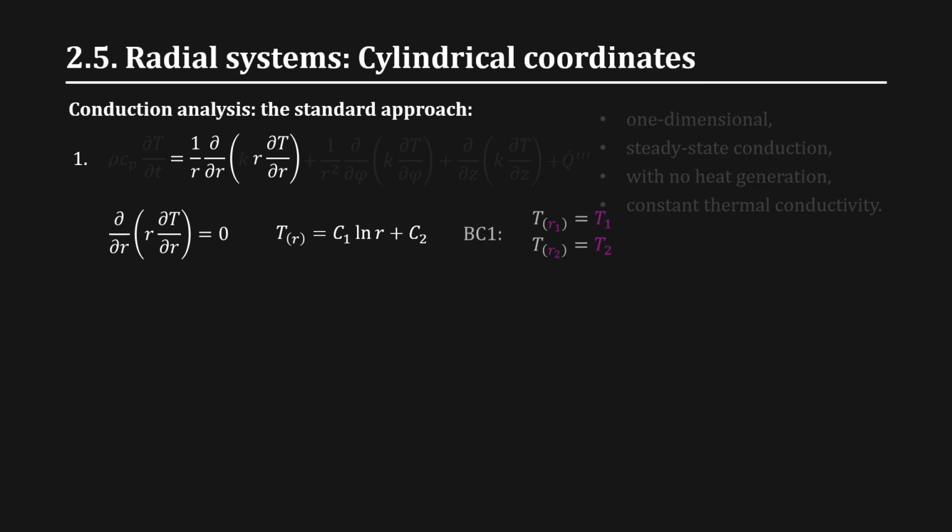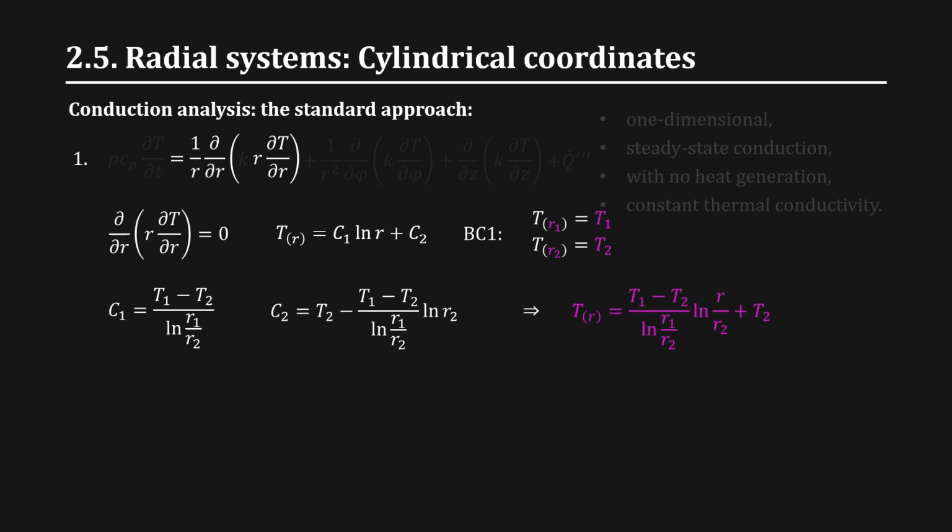Now, by applying the first kind boundary condition, which dictates temperatures at the inner and outer surface of the cylinder, and by applying these conditions in the general solution equation, we can find C1 and C2. Then substituting these values of C1 and C2 into the general solution, we get the temperature distribution equation.